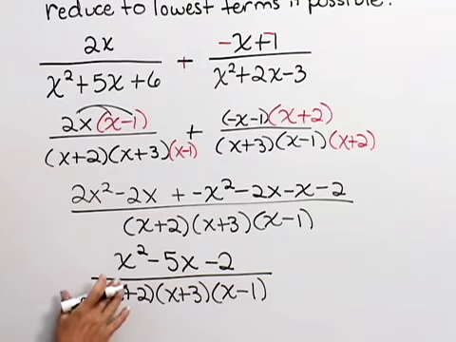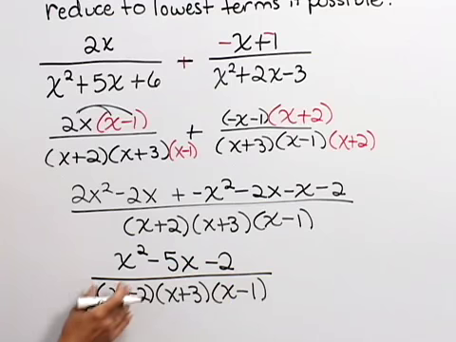We would want to see if we could factor the numerator and cancel with anything in the denominator, but this numerator is not factorable. So your final solution is exactly what we have there of x squared minus 5x minus 2 all over x plus 2 times x plus 3 times x minus 1.